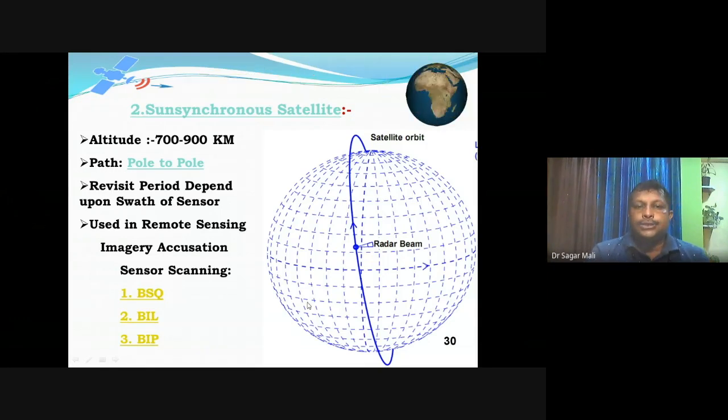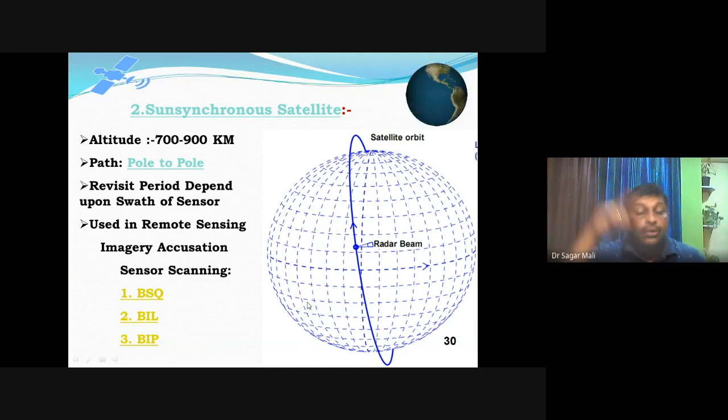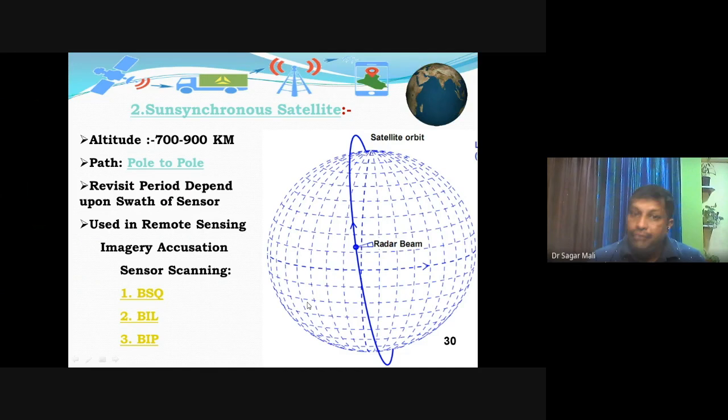So the revisit period of the satellite depends on the swath, meaning how much area the satellite covers in one pass. If it covers a smaller portion, the repetitive period of the satellite, meaning the time to reach the original location, will be high. The number of days will be more. If the swath covers a larger portion in one pass, the repetitivity period will be less.